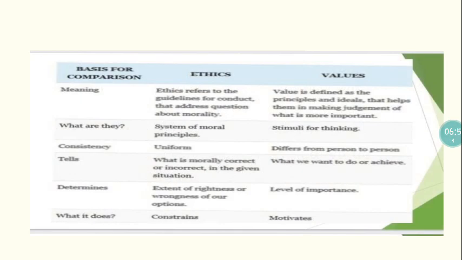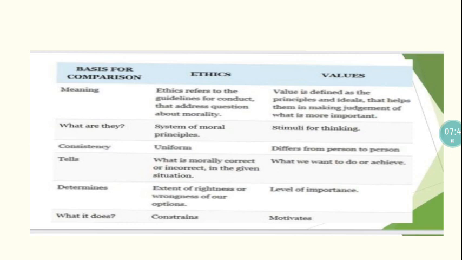Next is the basis for comparison between ethics and values. Ethics refers to the guidelines for conduct that address questions about morality, while value is defined as the principles and ideals that help people in making judgments of what is more important. Ethics is a system of moral principles, while value is the stimulus for thinking. The consistency of ethics is uniform, and the consistency of value differs from person to person. Ethics tells about what is morally correct or incorrect in a given situation. Value tells about what we want to do or achieve.